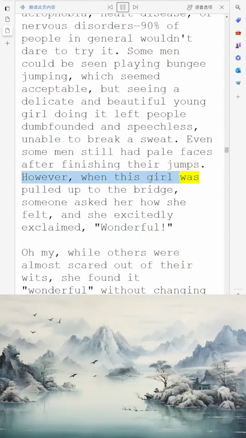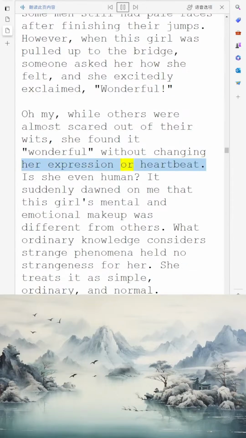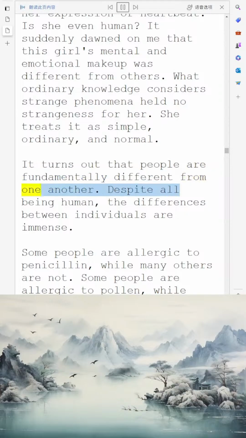However, when this girl was pulled up to the bridge, someone asked her how she felt, and she excitedly exclaimed, "Wonderful, oh my." While others were almost scared out of their wits, she found it wonderful without changing her expression or heartbeat. Is she even human? It suddenly dawned on me that this girl's mental and emotional makeup was different from others. What ordinary knowledge considers strange phenomena held no strangeness for her. She treats it as simple, ordinary, and normal. It turns out that people are fundamentally different from one another. Despite all being human, the differences between individuals are immense.